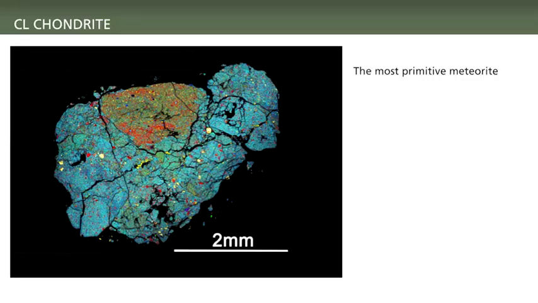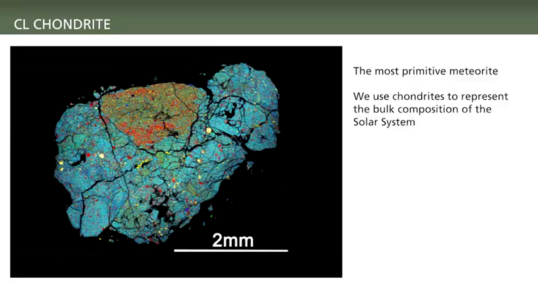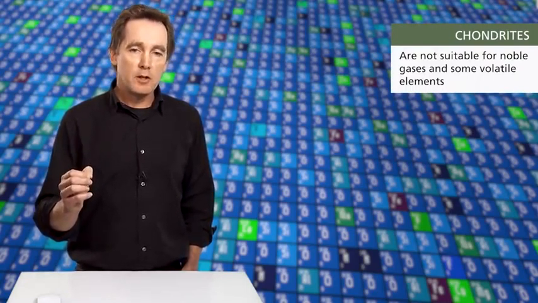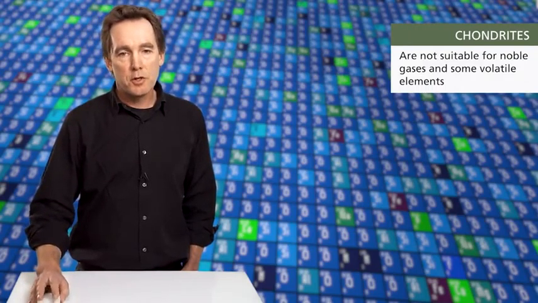Those stones that fall from space down onto Earth, we go out and we can collect those. And there are a certain type of meteorites that are called chondrites. They are the most primitive. They are like cosmic sediments. And these meteorites are what we use to represent the composition of the solar system before we had the formation of planets and so on. So we use these as a proxy for the bulk composition of our solar system. And they're very good for most of the elements, but they're not especially good for noble gases and some of the volatile elements, which isn't critical for the discussion today.